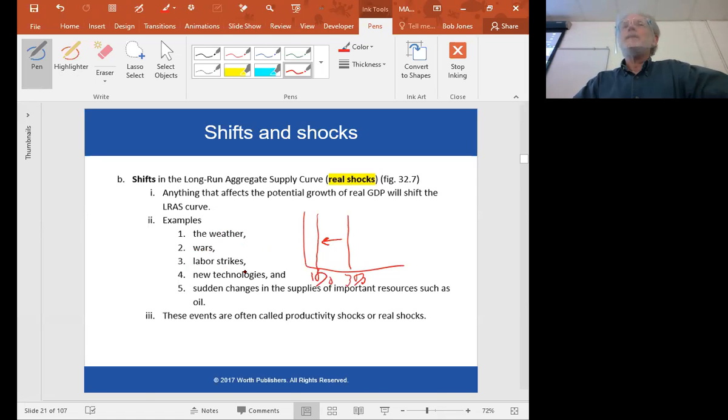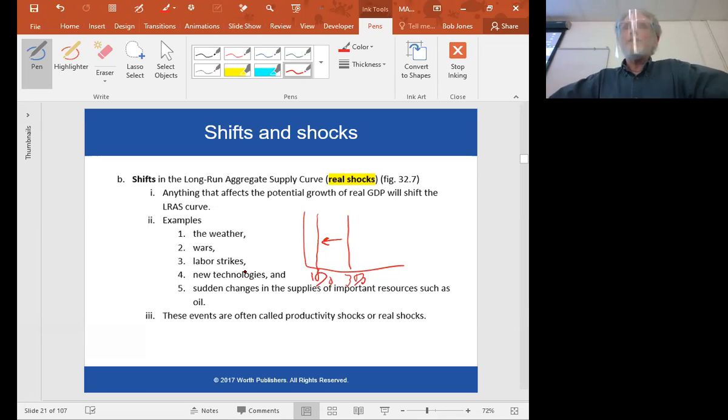Labor strikes. If you have lots of unions going on strike, they're not working. Well, if they're not working, they're not producing. If they're not producing, you're not going to get as much output. So that is a negative real shock.